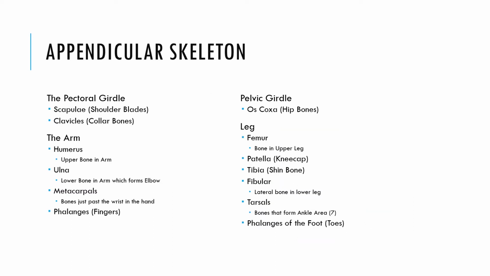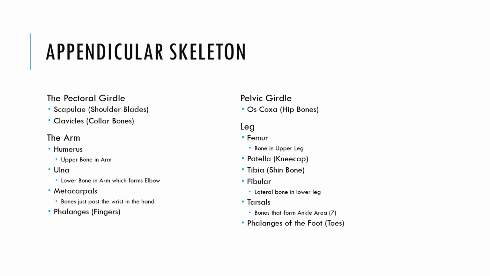The appendicular skeleton includes the pectoral girdle, which includes your shoulder blades, your scapulae, and your clavicles, which we know to be the collarbones. The arm includes the humerus, which is the upper bone in the arm, the ulna, which is the lower bone in the arm, which forms right about the elbow. The metacarpals are the bones just past the wrist in the hand. You have your phalanges, which we know to be our fingers.